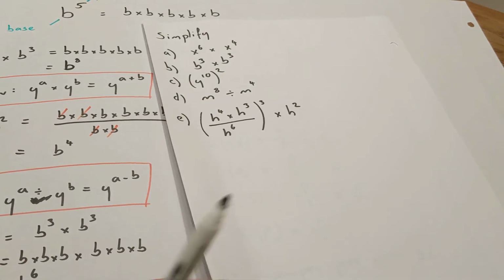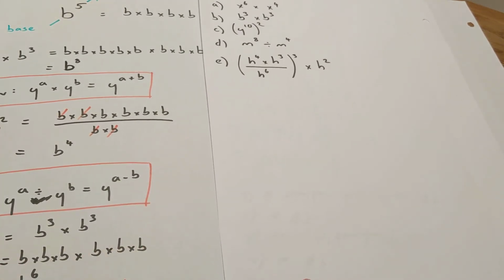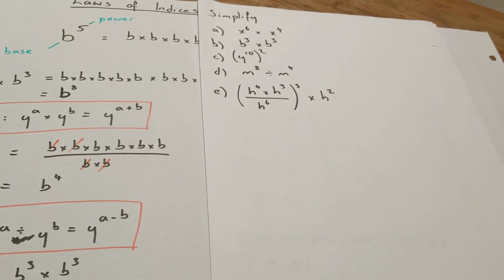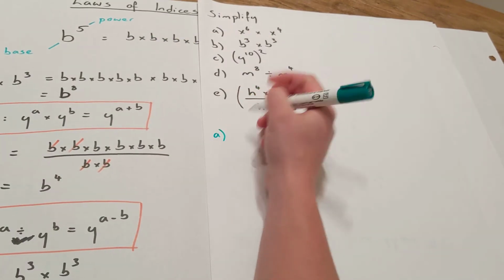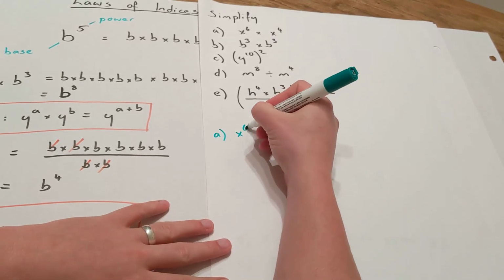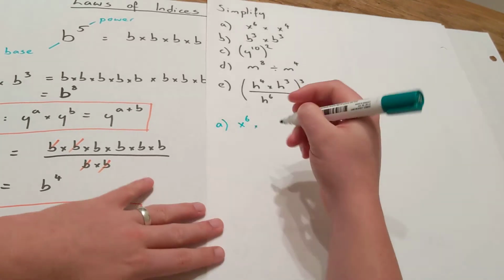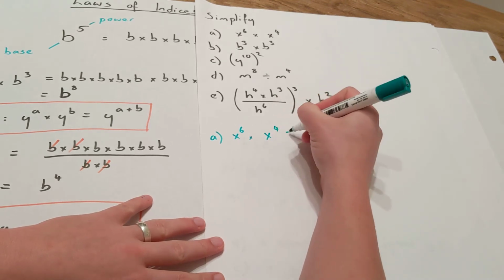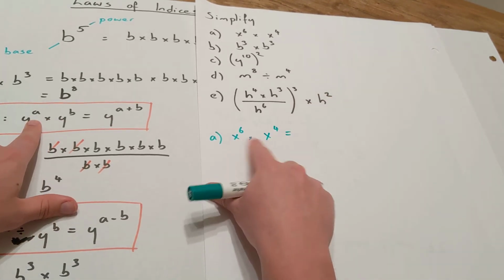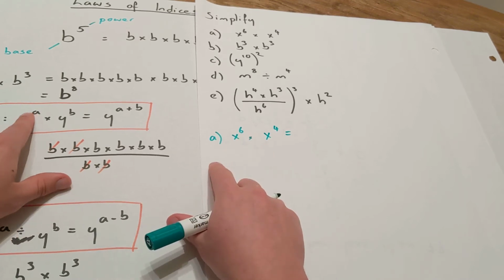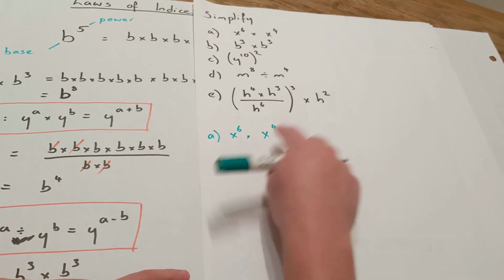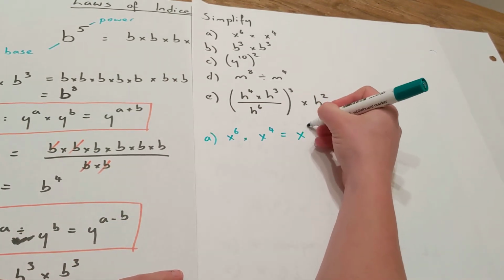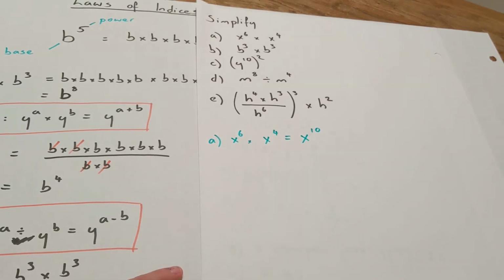Okay, so these are some exam level questions. So if you can do these, that is fantastic, but you'll have plenty of opportunities in the homework, I'm afraid. And let's have a look at this first one then, A. So A is saying we've got x to the power of 6, and we're timesing that by x to the power of 4. Now, these are both the same base, so we can use our law. So if we're timesing them by each other, we just add those powers. So x to the 6 times x to the 4 equals x to the power of 10.